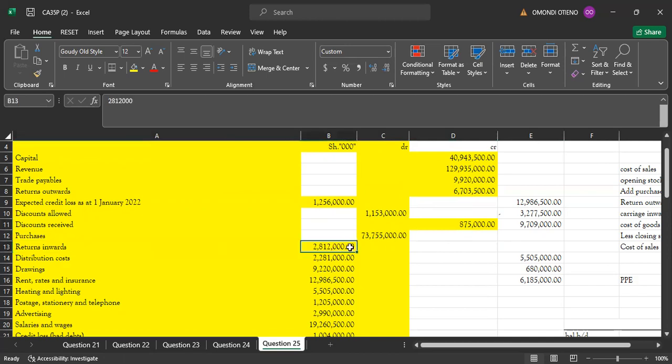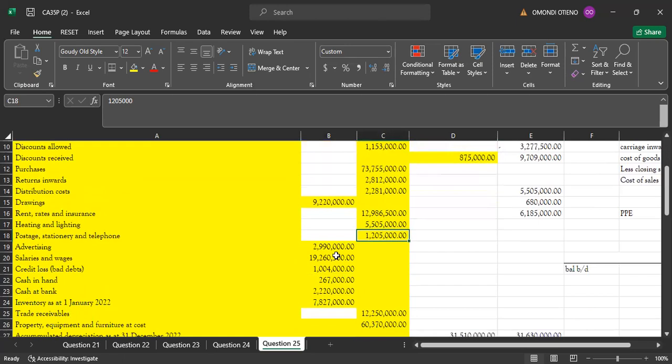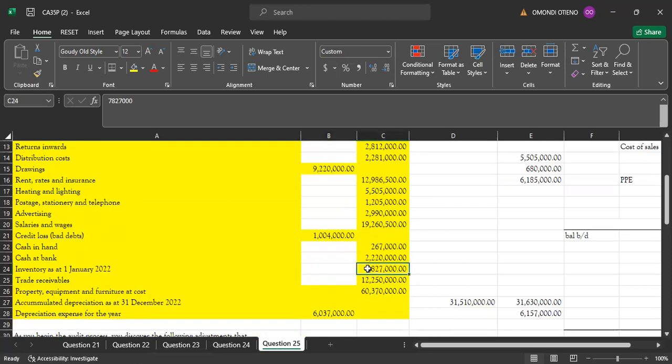Return inwards. You sold goods, these customers returned goods back to you. So when you made sales, it was credited. When you now want to reduce what you credited, you debit that account. Distribution costs, that's an expense. Then rent and rates insurance, that's an expense. Heating and lighting, that's an expense. Postage, stationery, expense. Advertising, expense. Salaries and wages, expense. Credit loss, bad debts, cash on hand, that's an asset. Cash at bank, that's an asset. Inventory at the beginning of the year, that's an asset. Depreciation expense, of course, that's an expense.